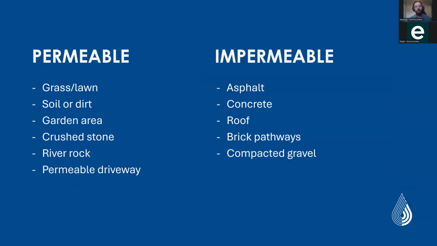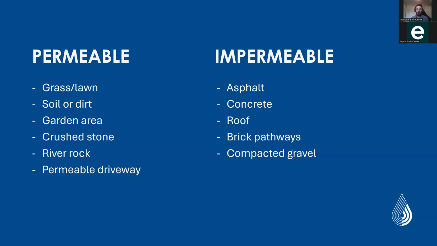So just to quickly go over permeable, impermeable spaces. Permeable: your lawn, grass, for the most part, is very, very permeable. Soil, dirt, any garden area you have. Crushed stone, which are larger crushed rocks, or river rock, same thing, but rounded. Permeable driveway, it's right in the name, it's permeable. And I would assume anyone who has a permeable driveway probably knows that, but if you're unsure, you can send us an email. We take some pictures. We can take a look for you.